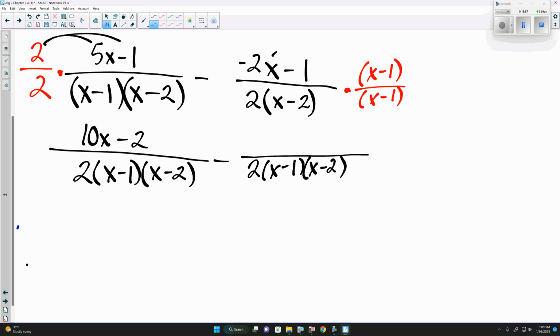We can distribute across the numerator. Negative 2x times x is going to be negative 2x squared. Negative 2x times negative 1 is going to be plus 2x. Negative 1 times x is negative x. And lastly, negative 1 times negative 1 is plus 1.